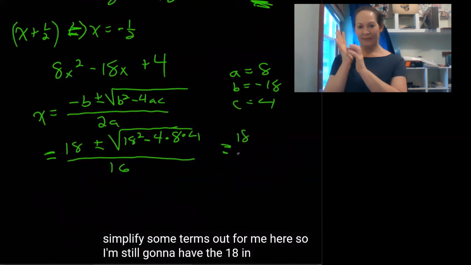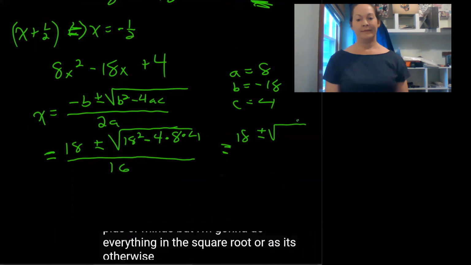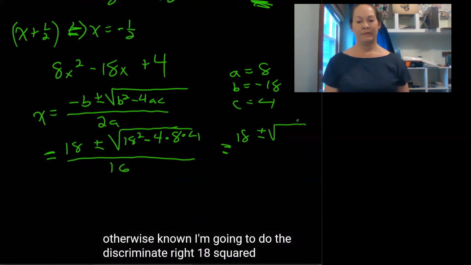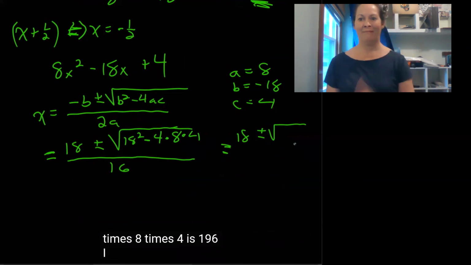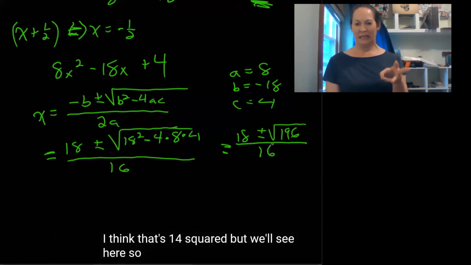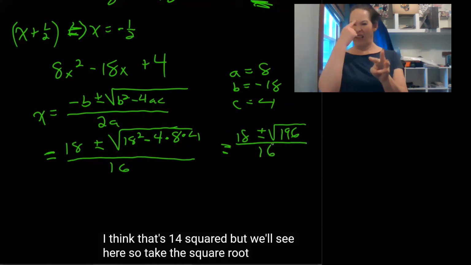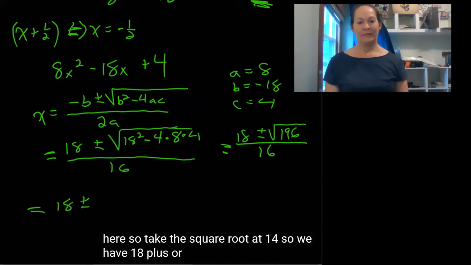So I'm still going to have the 18 in the front, plus or minus, but I'm going to do everything in the square root now. Or as it's otherwise known, I'm going to do the discriminant, right? 18 squared minus 4 times 8 times 4 is 196. I think that's 14 squared, but we'll see here. So take the square root, get 14. So we have 18 plus or minus 14 over 16.